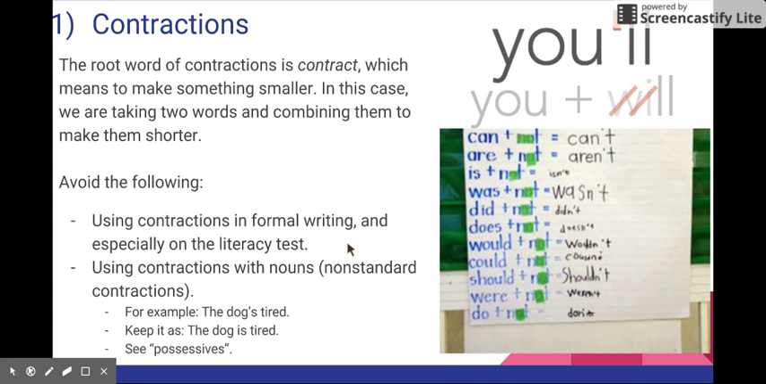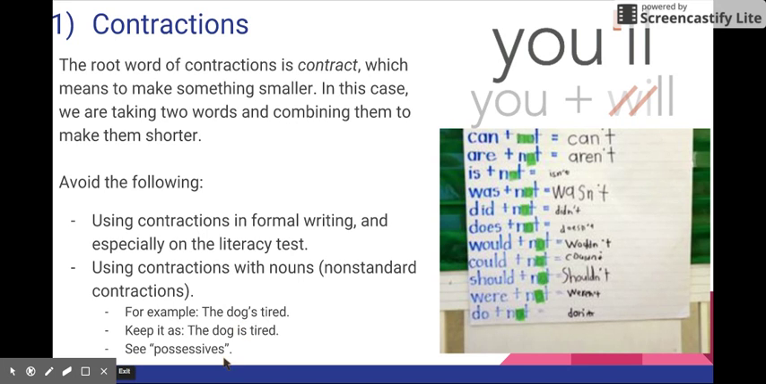Also, you'll notice that a lot of these are verbs. Well, actually, all of them are verbs. You need to make sure that you are only using contractions with verbs if you ever use them. And the reason being is anytime you use a noun and put an apostrophe and an S, that implies that you're owning something. So in this sentence here, the dog's tired, you might be trying to combine the is with dog. So it just says the dog's tired.